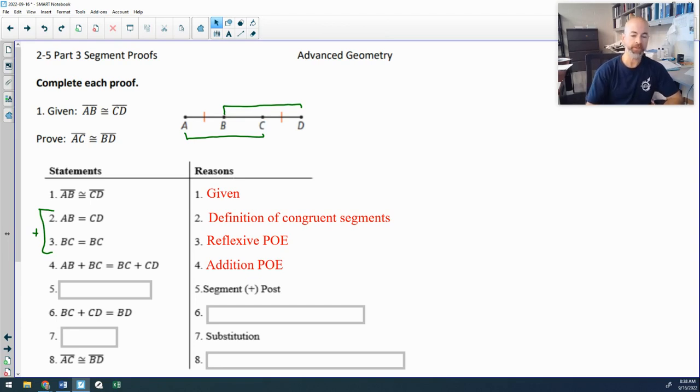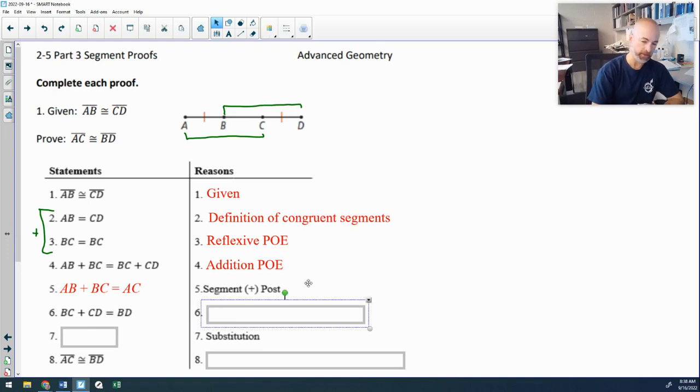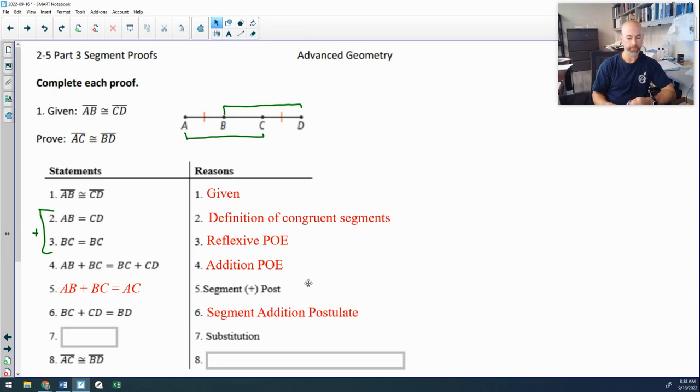Then number 5, we're going to do the segment addition postulate. And here is where I'm going to do AB plus BC equals AC. So here we are doing segment addition postulate with that left side. We have then BC plus CD on step 6 equals BD. That is also the segment addition postulate. And so we're using segment addition postulate for those two pieces. Now we're almost done. And one of the good things about proofs is that you know what you're trying to accomplish in the end. We are trying to show that AC is congruent to BD.